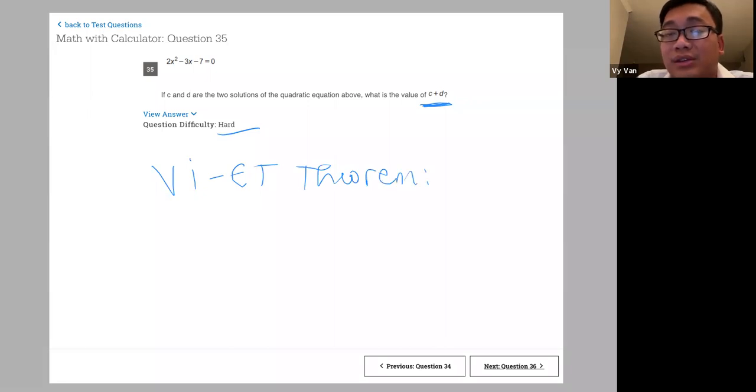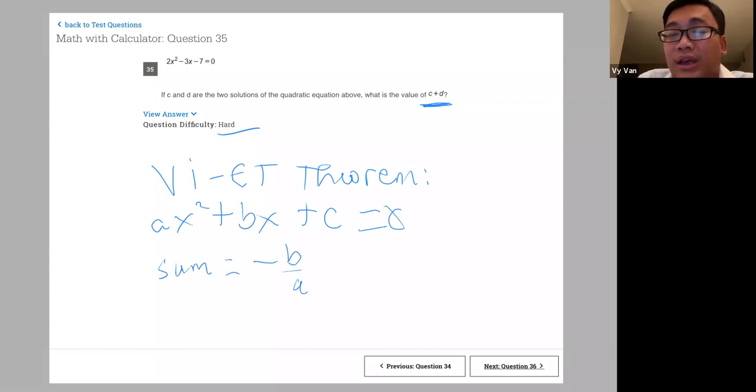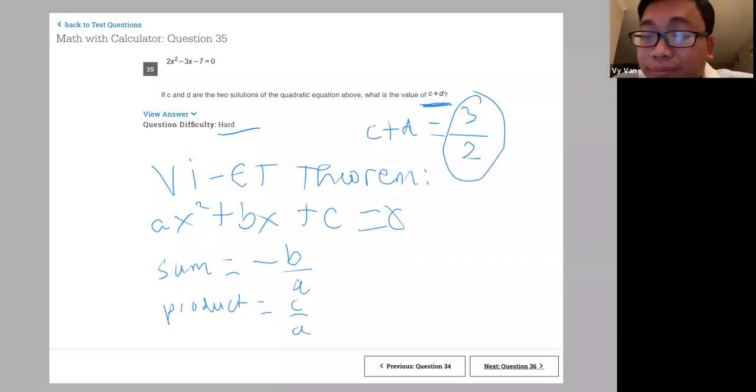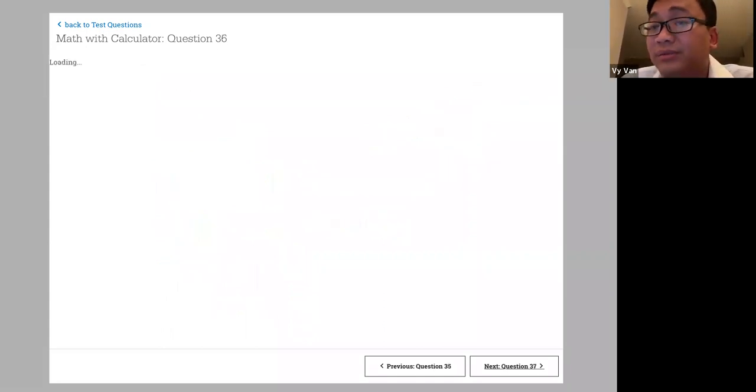Okay, what is Vieta's theorem? For any quadratic equation, ax squared plus bx plus c equals 0, the sum of the solutions is negative b over a, and the product is c over a. What do I mean? So here they ask for the sum. All you need to do is, c plus d will be negative b, which is 3, because b is negative 3, divided by a, which is 2. The answer is 3 over 2. Okay, so you don't have to solve for anything. Moving on, next one.